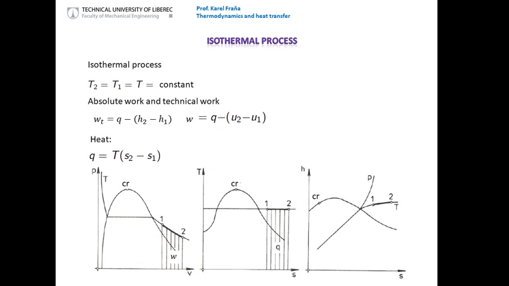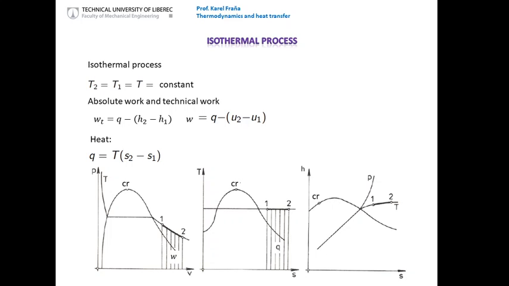Isothermal process. It's very simple to indicate in the TS diagram. That means temperature will be constant. It is shown how it's possible to calculate the technical and the absolute work. Everybody can see that we use nothing else than the first law of thermodynamics. Of course, if the entropy is known, you can use as well the theory of the heat to express the amount of the heat for these changes.